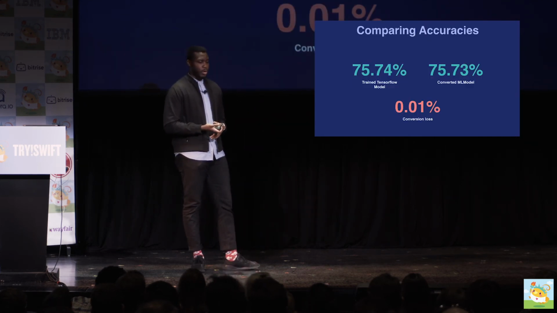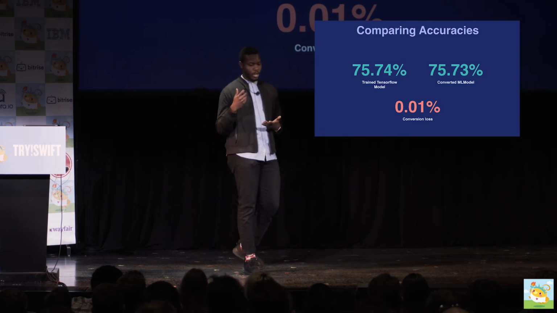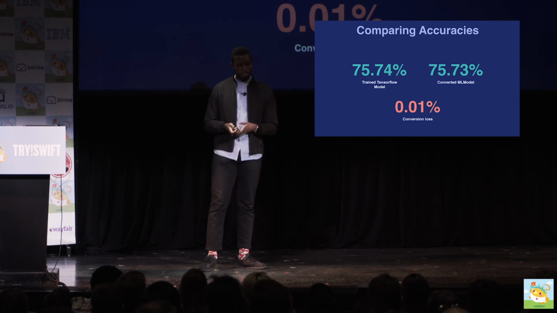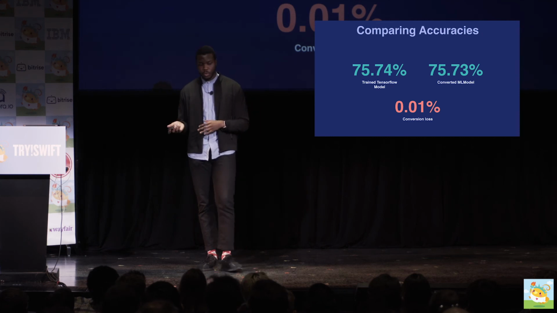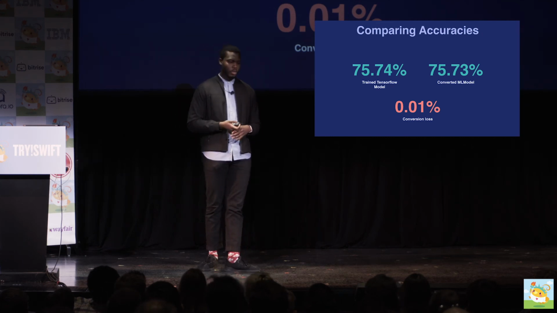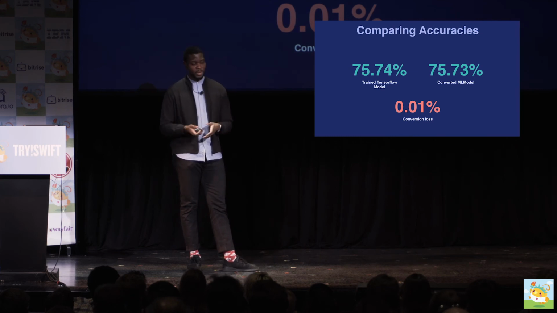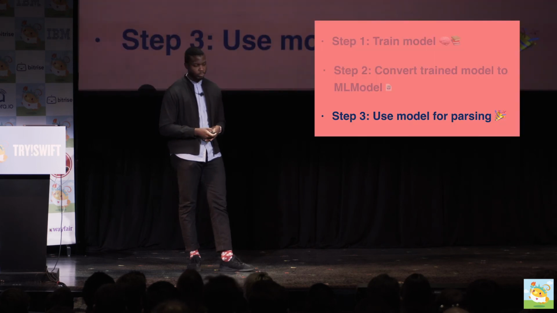After converting the model, it's always good practice, again, to test that the accuracy of the converted model doesn't vary by a very suspicious amount. In our case, after conversion, there was a drop of about 0.01%, which is kind of expected because of floating point arithmetic. So now we have an ML model. Let's now see how we can use this in an app.